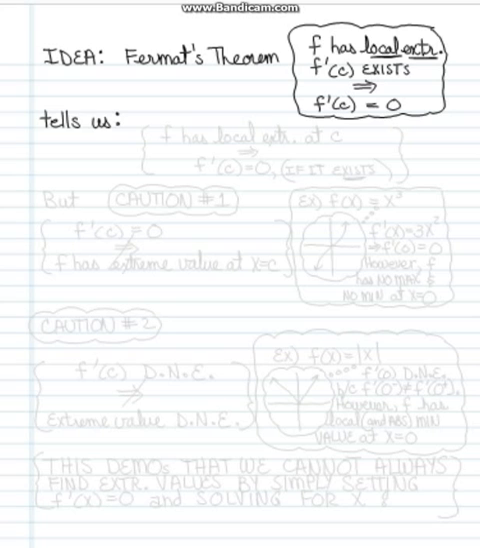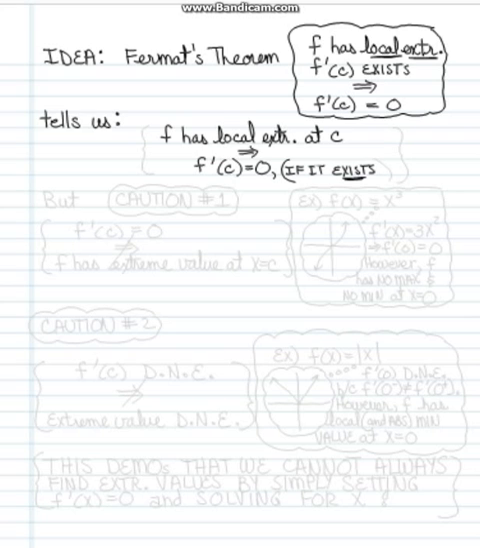Okay, reviewing Fermat's theorem, we know that if f has a local extrema, max or min, and the derivative at c exists, that implies that the derivative at c is equal to 0. So what is that really telling us? It's saying that if f has a local extrema at x equals c, then the derivative of f evaluated at that c will equal 0 as long as it exists.